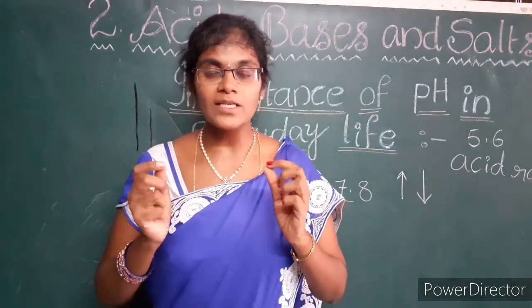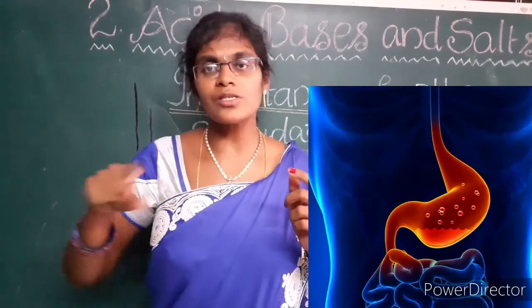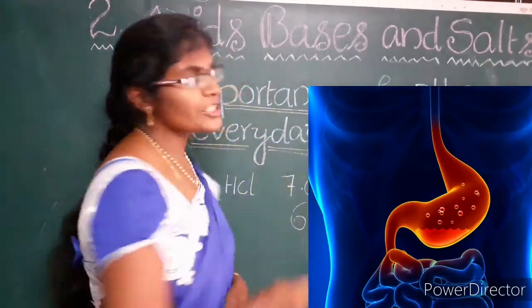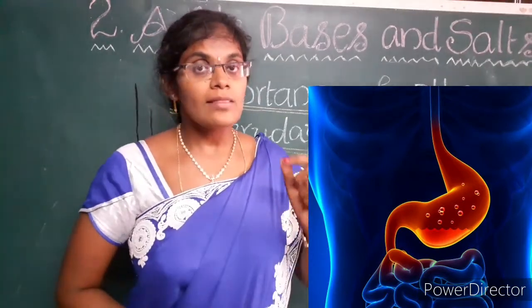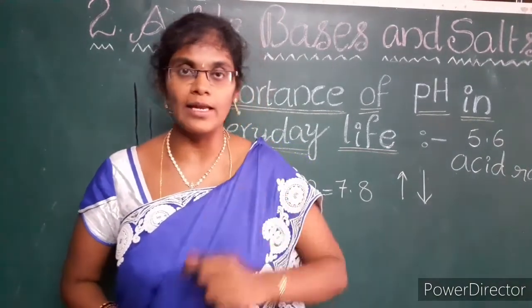Our third example is the pH of the digestive system. Children, the walls of our stomach produce hydrochloric acid, which kills the germs in the food we eat. The hydrochloric acid is also helpful in the digestion of food we eat.